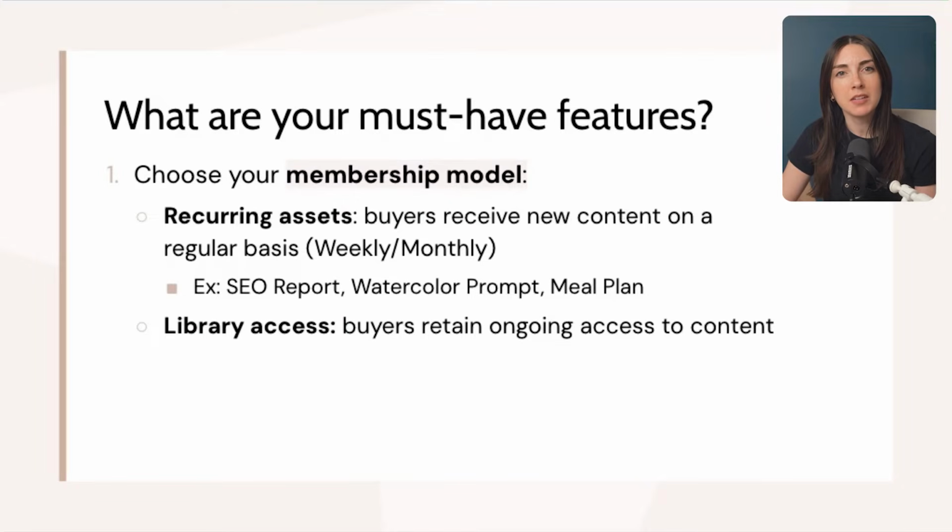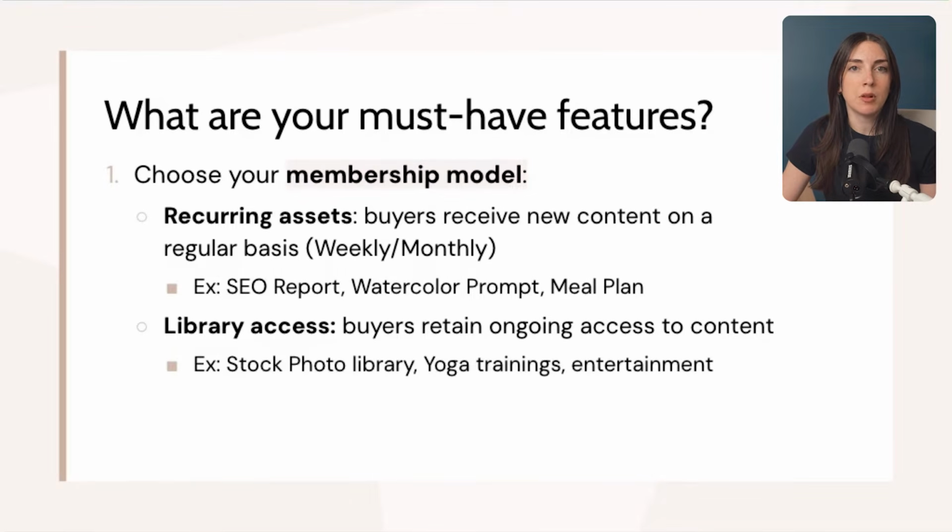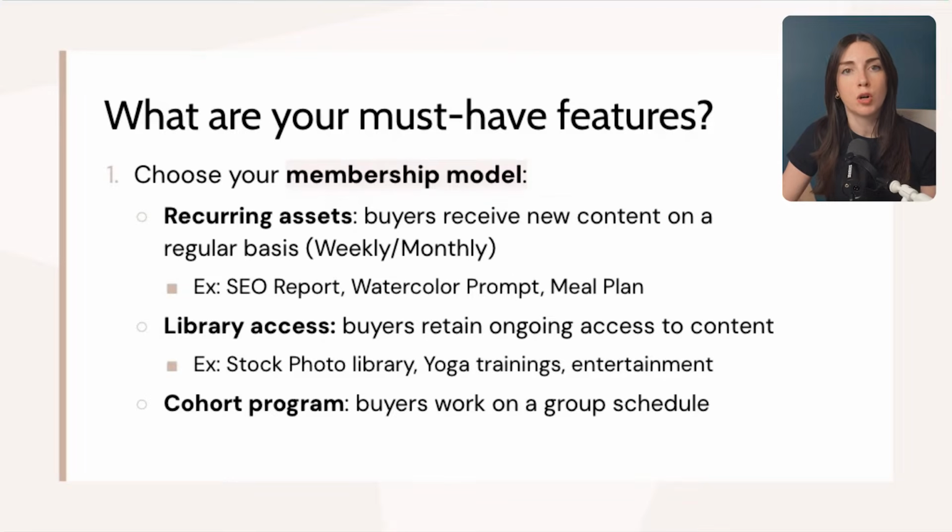The next model is library access, where buyers retain ongoing access to a library of content, which likely grows over time. So one example might be a stock photo library. Another example might be a vault of yoga trainings, or entertainment could fall into this category as well, like Netflix or Dropout. A third category is a cohort program, where buyers work on a group schedule.